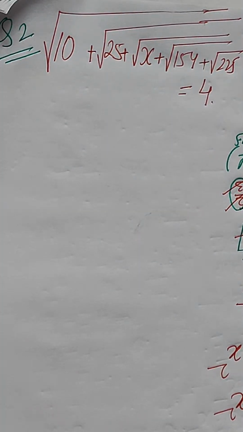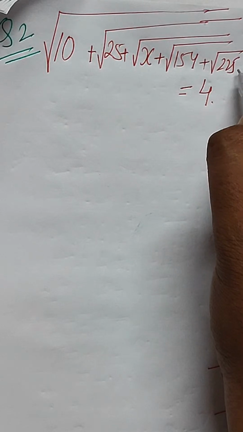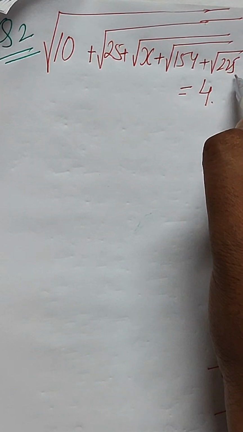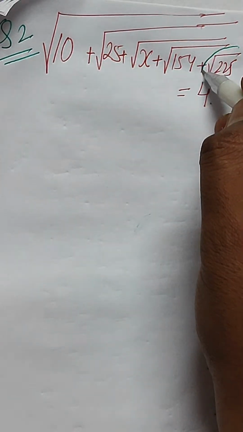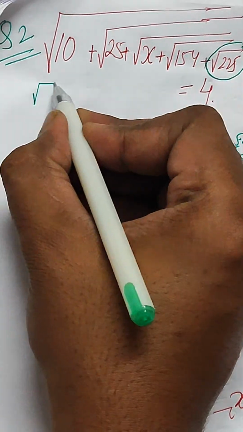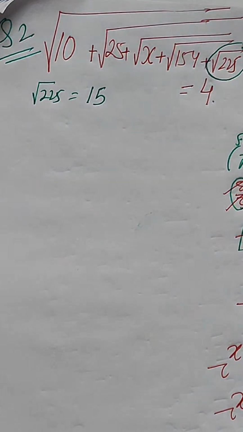Now let us solve it. So here you can just start solving from the end, because this is not continuing till infinity as per the previous question. So solve the last part first. So here you can see root over of 225. Root over of 225 is 15, right?